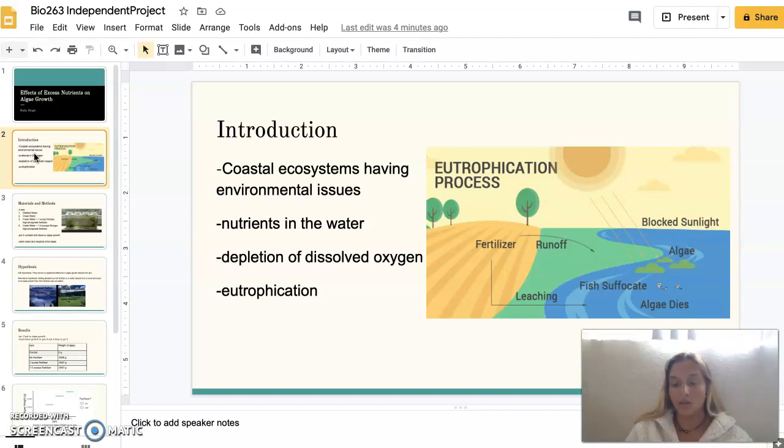And this causes the algae to grow a lot more than usual, and when that happens, they end up using up all the dissolved oxygen. So then other aquatic plants and animals end up dying from a lack of oxygen, and the algae also blocks sunlight on the surface. So then plants that are below the surface end up not being able to photosynthesize. And so they end up dying, and this whole process is called eutrophication.